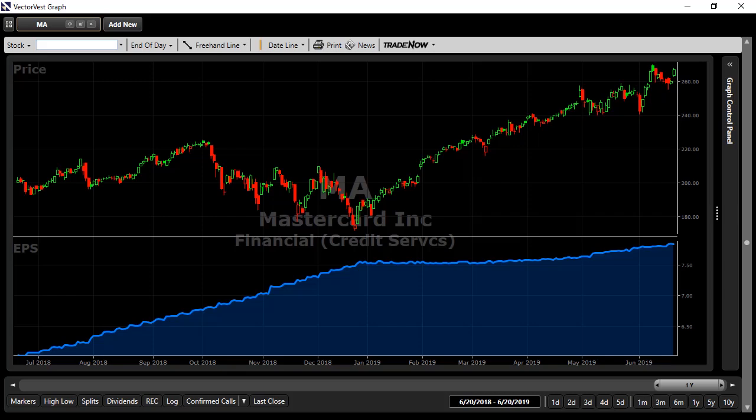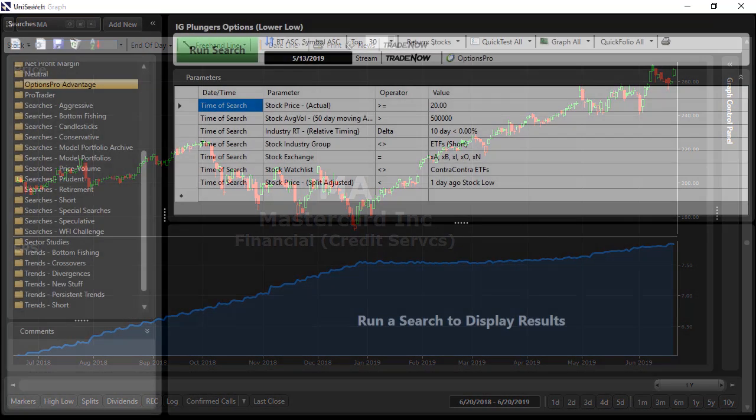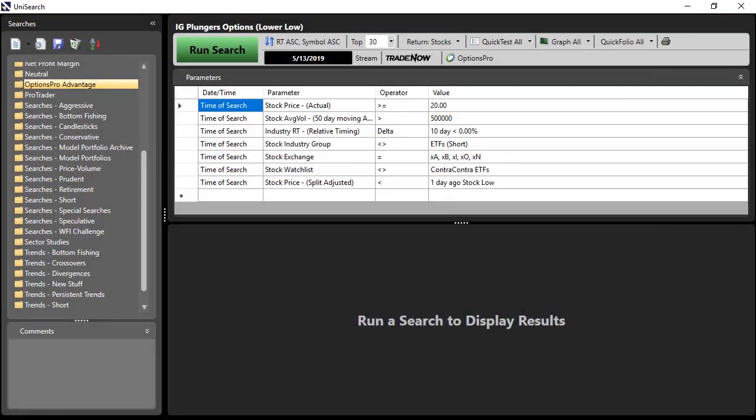There's also searches for your bearish trades. Again, here's one that we created for our option paycheck students. You can easily create this search as well. As you can see up at the top, the base search is IG plungers. So just start with that.